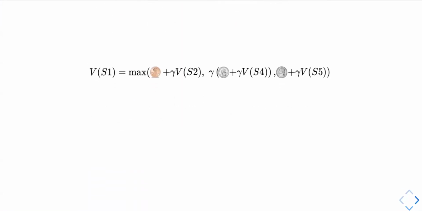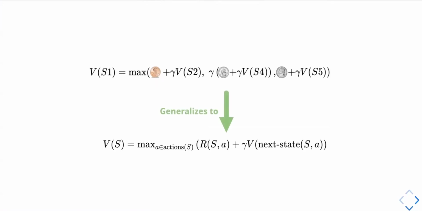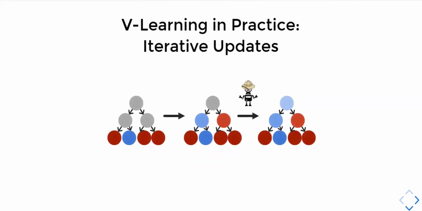We can generalize this equation from these particular states to the Bellman V-value equation, which, like I said, is the max across actions of the reward of that action in that state, plus gamma times the value of that next state. Now, this is a closed form thing, but in practice, we don't solve it for the entire search space. That would be more computationally expensive than just searching the entire space. Instead, we do iterative updates. We have our agent explore the space, get some rewards, and use that to update what we think the values of these states are.